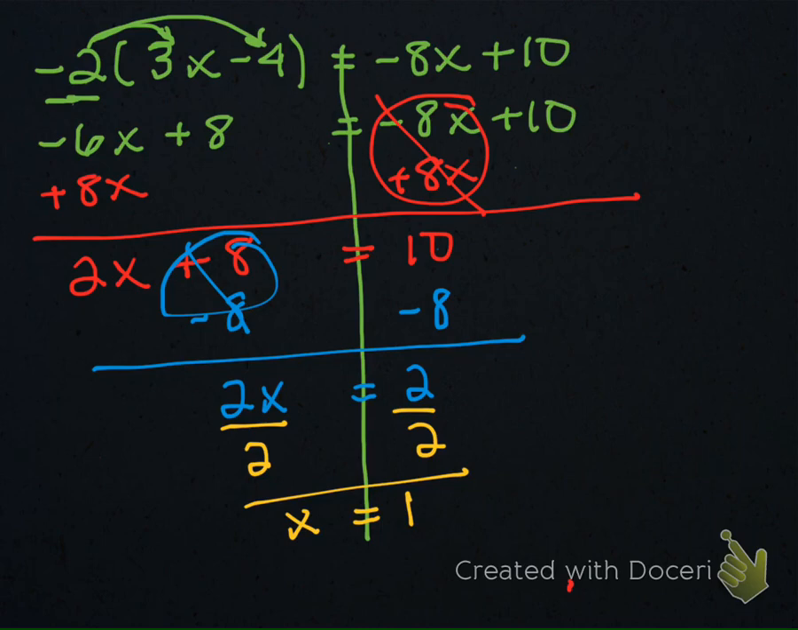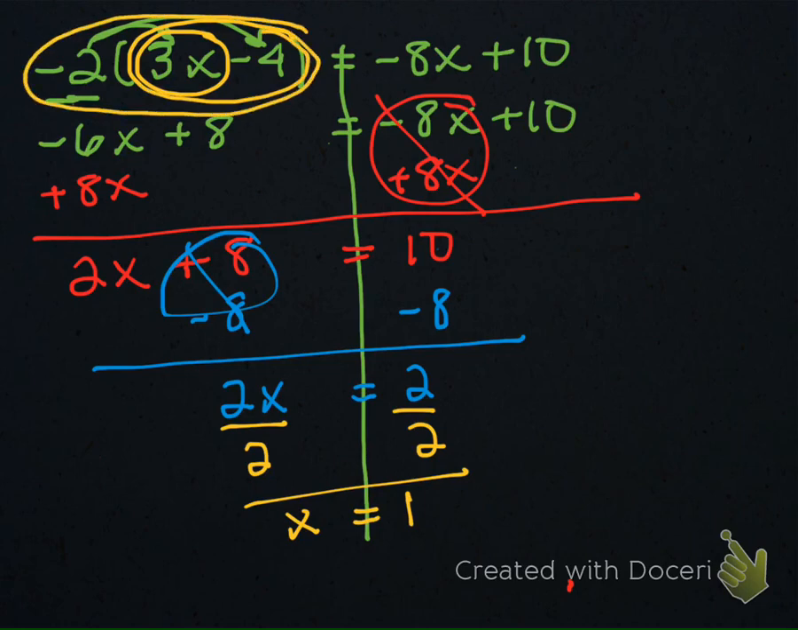It's always a good idea to see if your solution is correct, so once again we would just substitute this x for a 1. We would take 3 times 1 is 3, and then 3 take away 4 is negative 1, and then negative 1 times negative 2 is 2. So this side of the equation would be 2. I'm hoping the other side, the right side, would also be 2 because that would make this true.